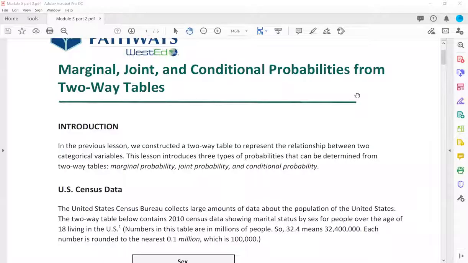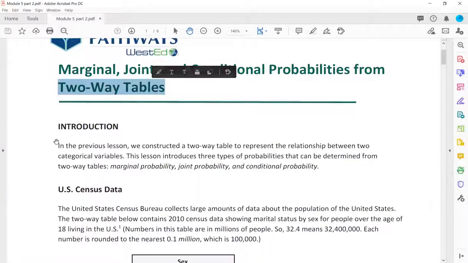So we're continuing Module 5, and today we're going to talk about different types of probabilities: marginal, joint, and conditional probabilities from two-way tables. Last week we talked about two-way tables, which is related to categorical variables and relation between categorical variables.